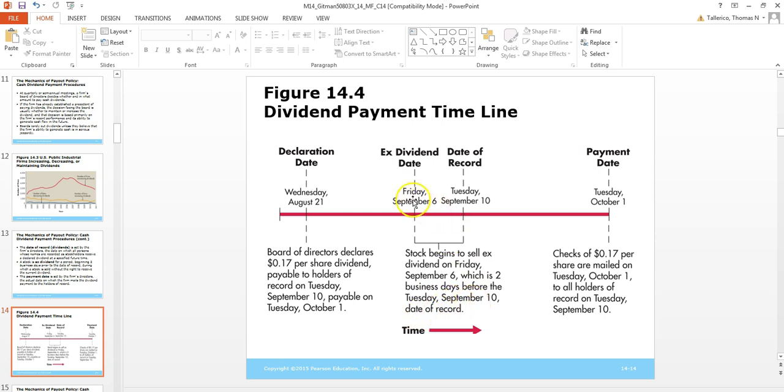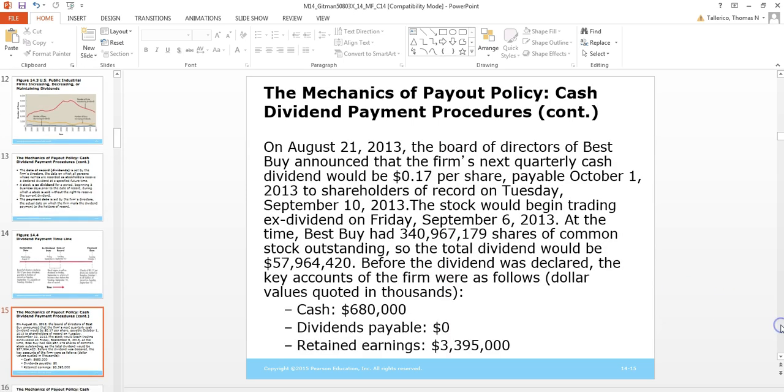of record. If you bought a stock either on the 6th or the 9th, you won't get a dividend. So there's no dividend on those 2 days. The check is mailed on Tuesday, October 1st. It says payable on Tuesday, October 1st. 17 cents per share are mailed on Tuesday, October 1st to all holders of record on Tuesday, September 10th. So if you're a holder on September 10th and you didn't go ex-dividend, you'll get an electronic payment or a check in the mail.